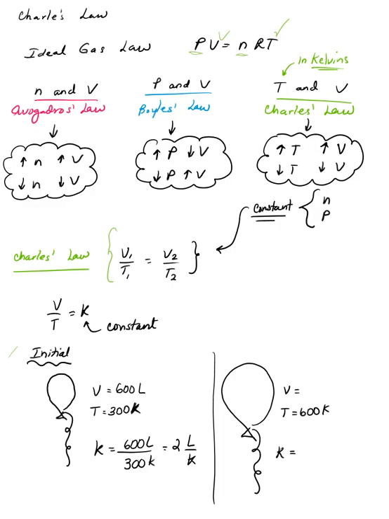So now if we look at the right side, when I have my balloon, if the temperature increases from 300 to 600 kelvins, which is twice as much, the volume will be twice as much. So instead of having 600, we're going to have 1200 liters. So you can calculate K again, which is your volume over the temperature, and that will give you exactly the same thing, a constant.